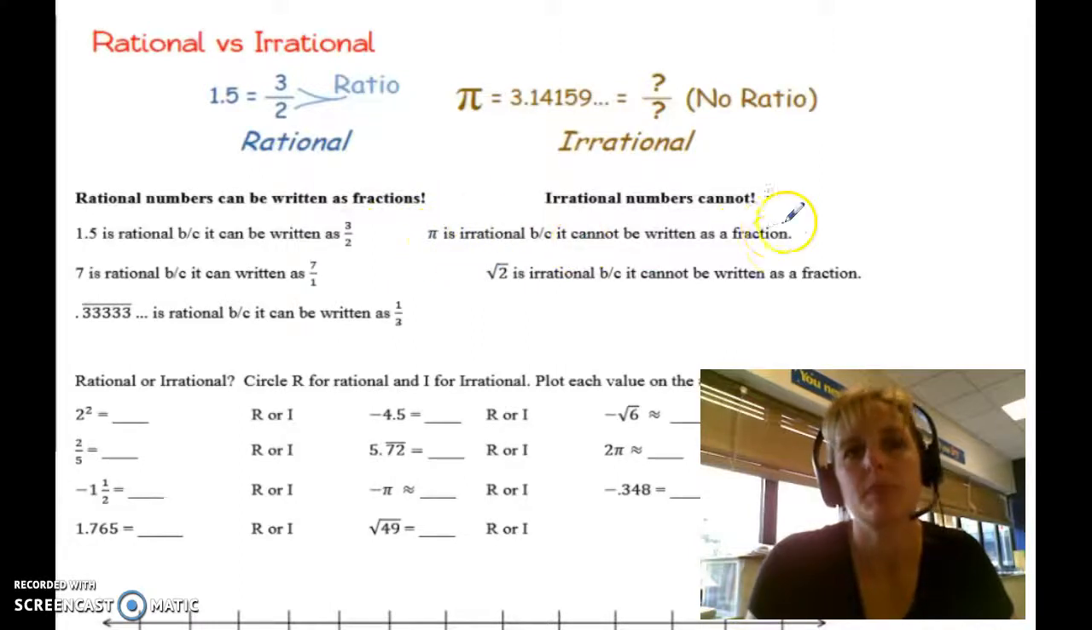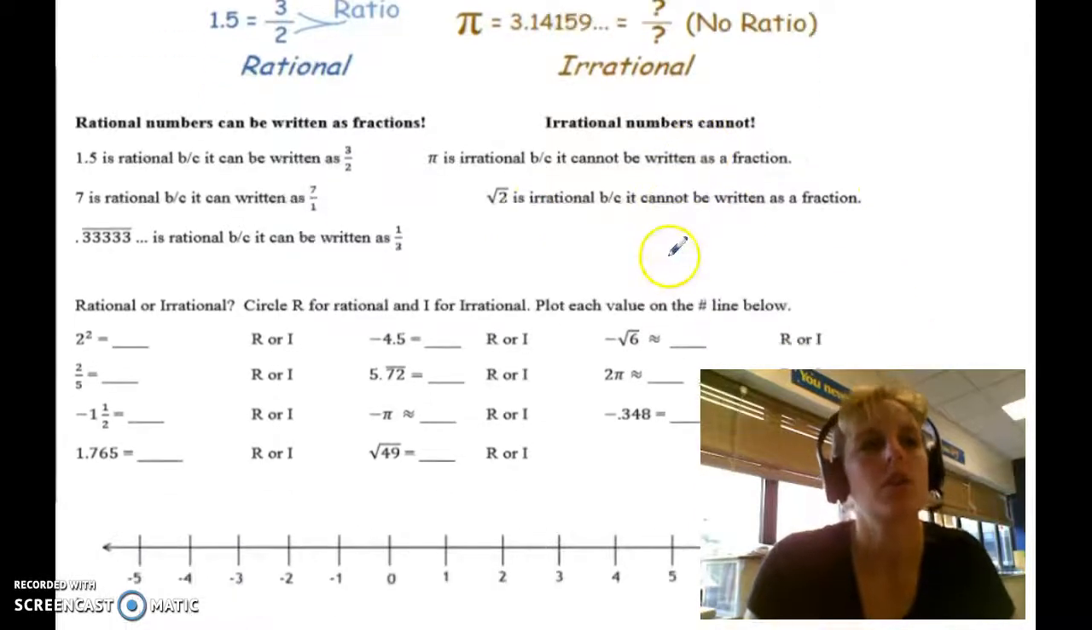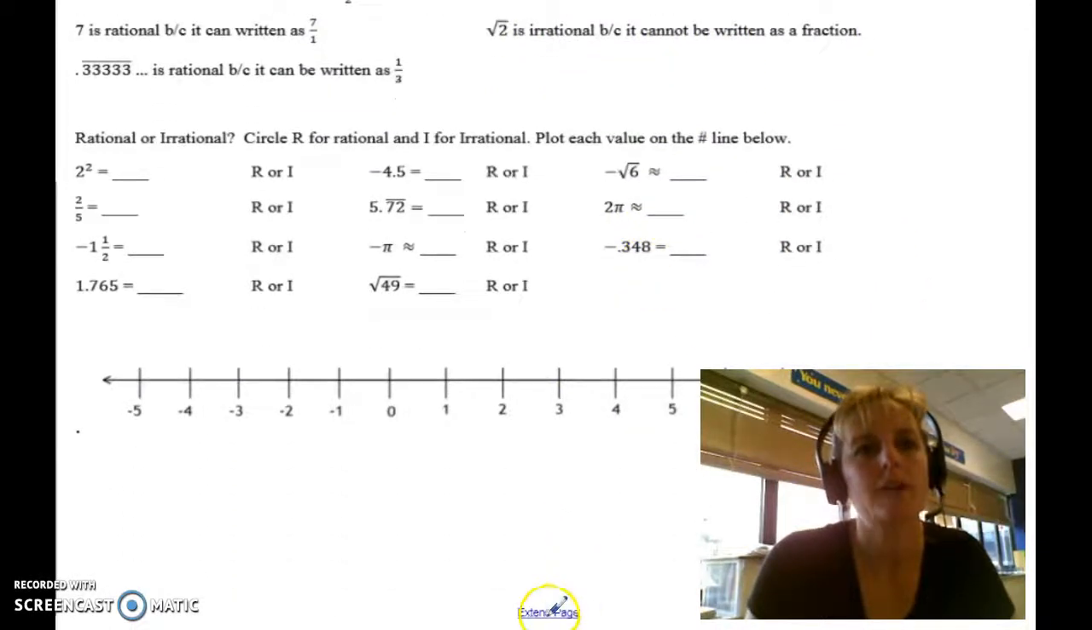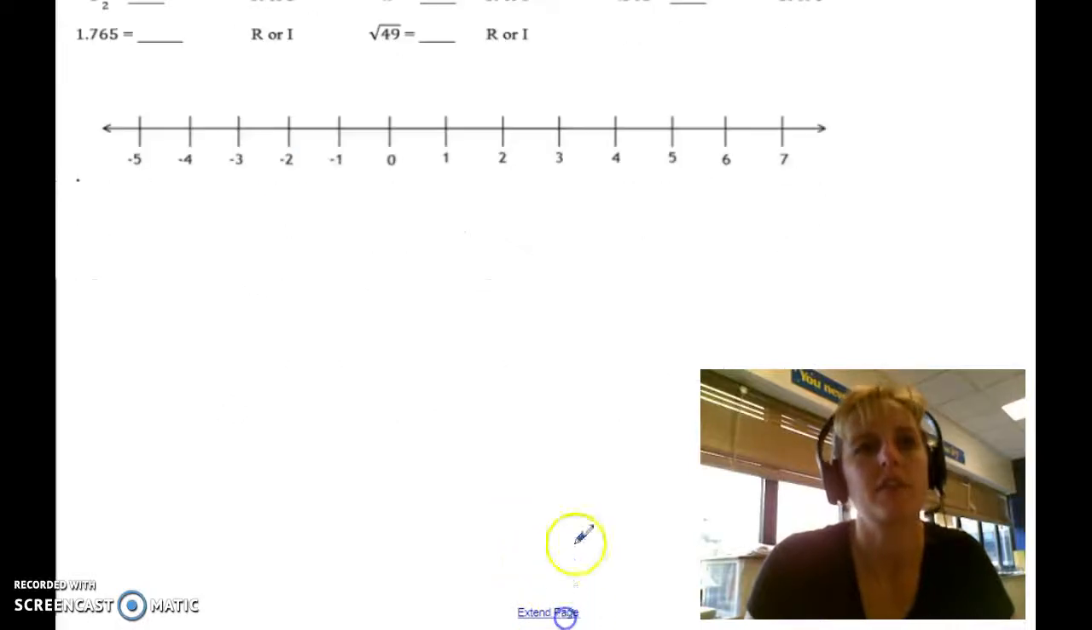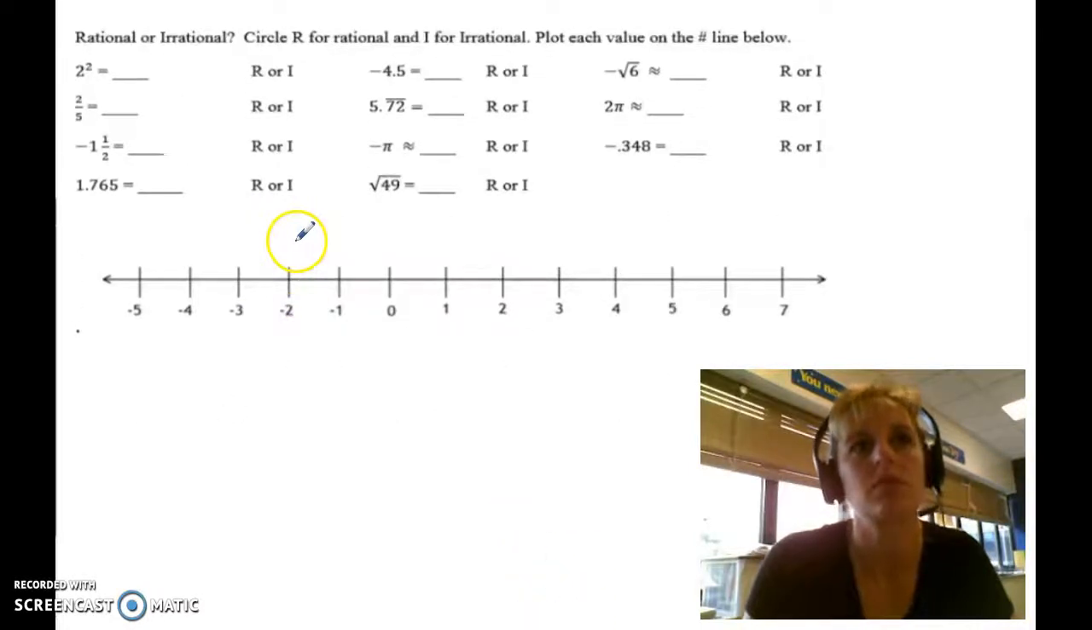Pi is irrational because you cannot write it as a fraction, just like the square root of 2 cannot be written as a fraction. So your job to complete this practice activity is to find out if the given examples are rational or irrational. You're going to circle R for rational and I for irrational, and then you want to plot the values on the number line. So we'll do a few together to start.